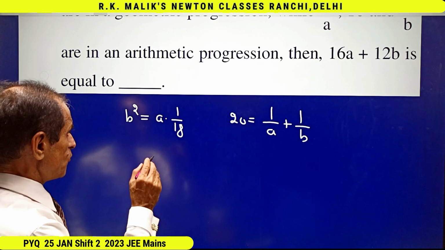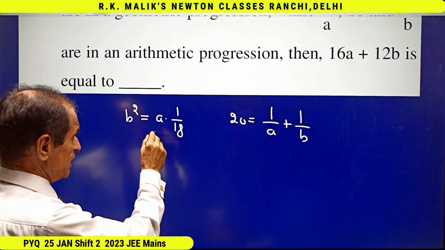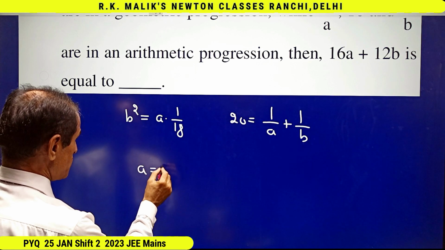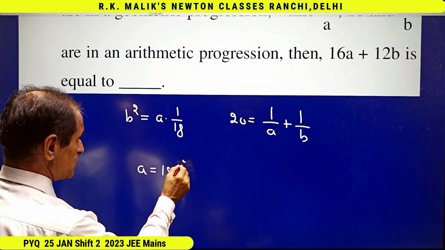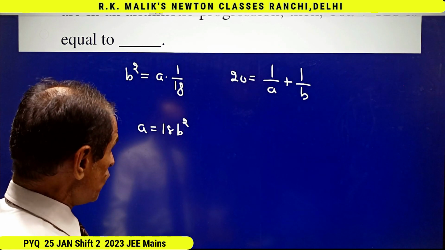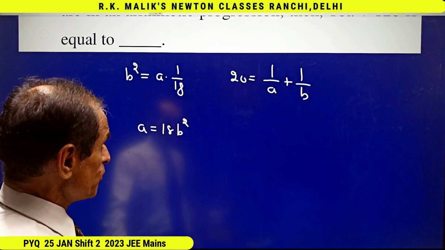Now first of all, I eliminate a from the two equations. The value of a is 18b square. You will note an interesting thing in this question. Don't think that the calculation is going to be very high.